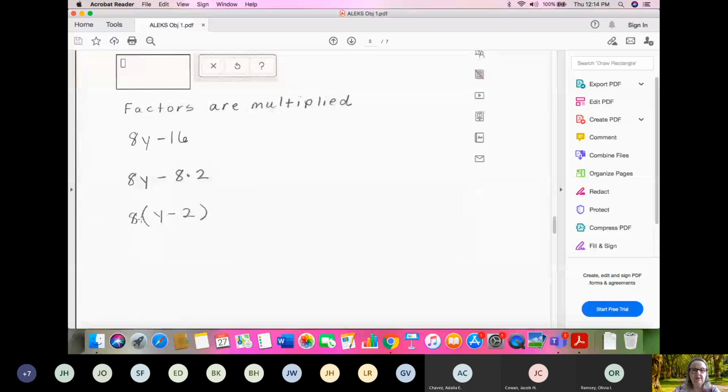We have multiplication over addition because we really have adding a negative. So we want to distribute the 8 through to check. So we get 8 times y, check. 8 times negative 2 is negative 16, check. So we know we are done, and this is the answer.